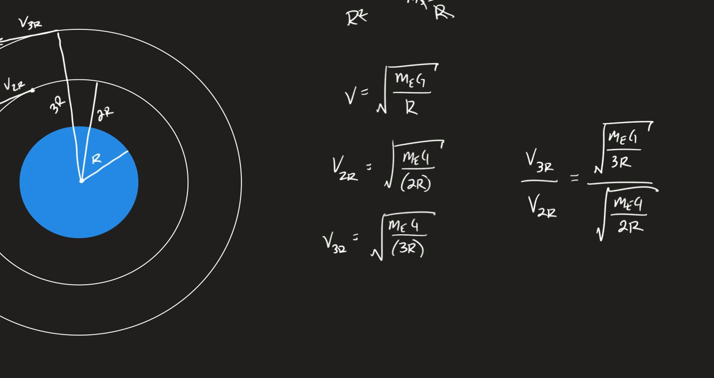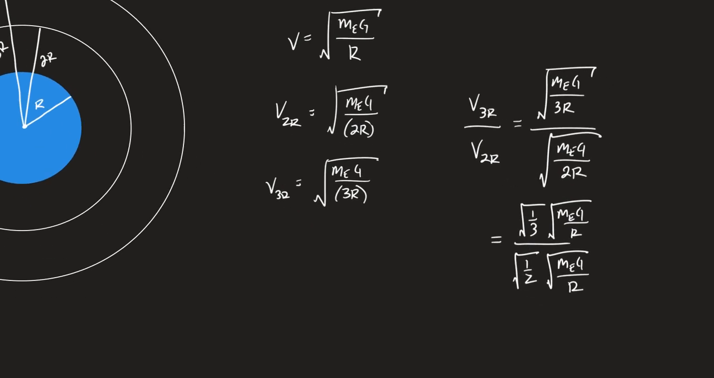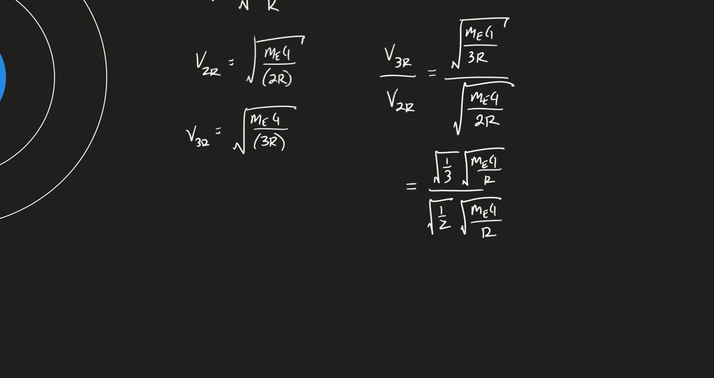Now, math is going to have to math, and you guys are going to have to math. But I'm going to separate out the numbers from the parts that are the same. I see over here a square root of 1/3 and a square root of 1/2. And I also see the square root of MEG over r and the square root of MEG over r. I'm just separating out the parts that are all the same because this is just 1. It's all of the same stuff divided by all of the same stuff. That leaves me with the square root of 1/3 divided by the square root of 1/2.